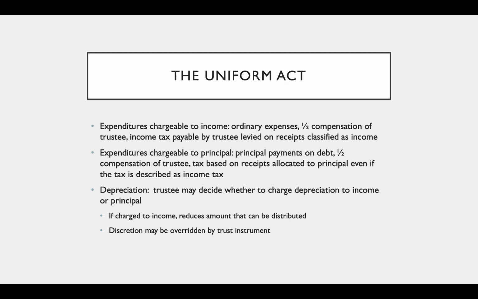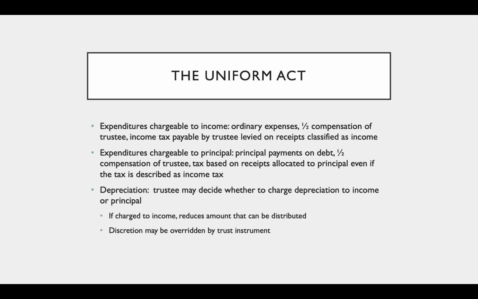Expenditures chargeable to income include ordinary expenses, half of the compensation of the trustee, and the income tax payable by the trustee levied on receipts classified as income. So when we're computing net accounting income, we get to take these expenditures as a deduction against that income. And then expenditures chargeable to principal include principal payments on debt, half the compensation of the trustee, and tax based on receipts allocated to principal even if the tax is described as income tax.